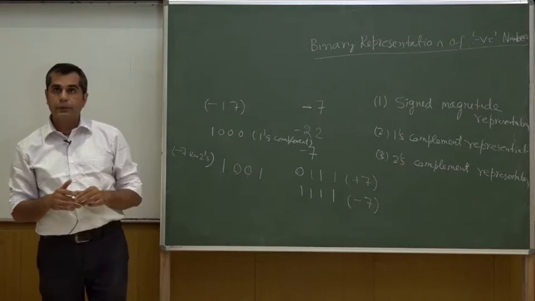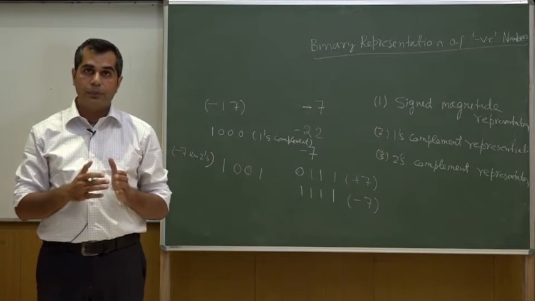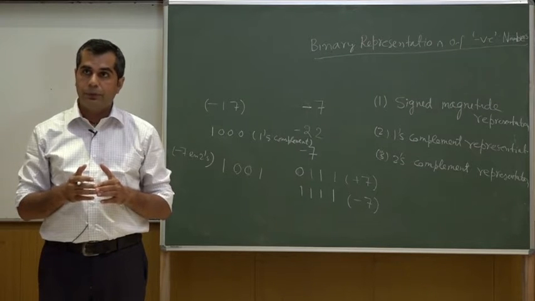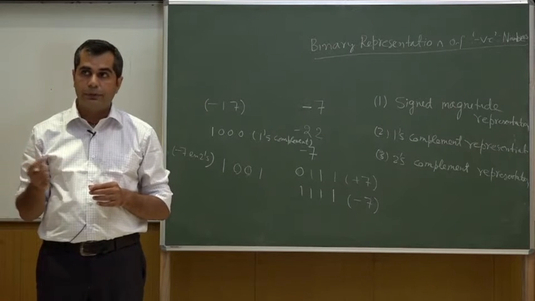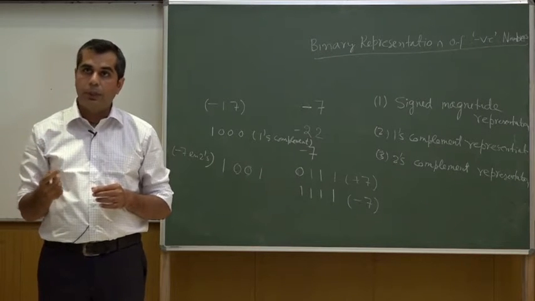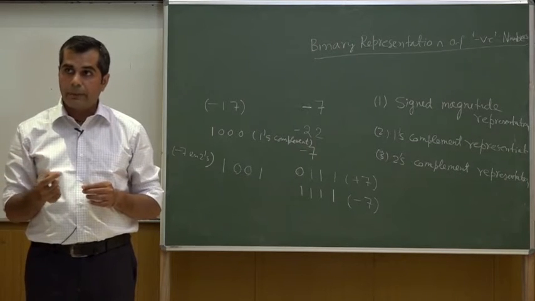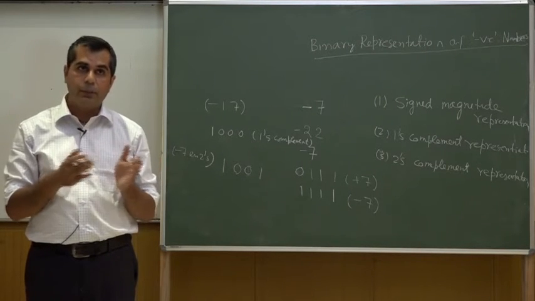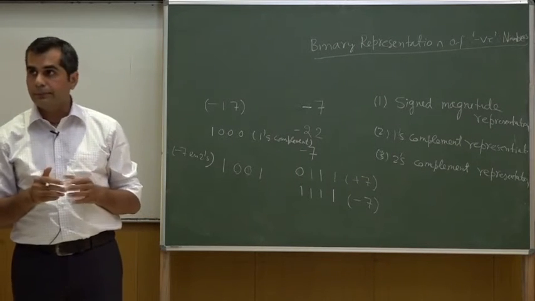So, these are the three schemes which are actually used for negative number representation in the binary scheme. The first one, sign magnitude, where we use one additional bit to represent the sign. A 0 at the most significant bit position refers to a positive number, and a 1 at the most significant bit position represents a negative number. With ones complement you can have a negative number, and similarly with twos complement you can also represent a negative number. Is it clear?